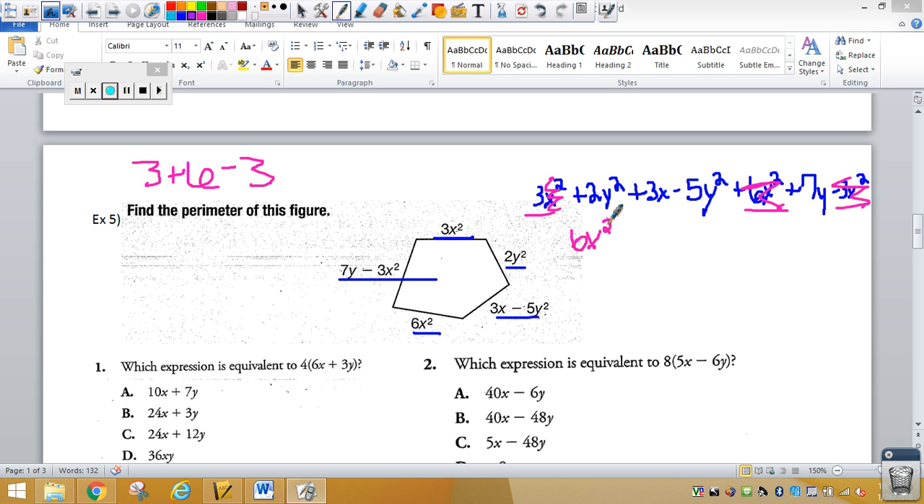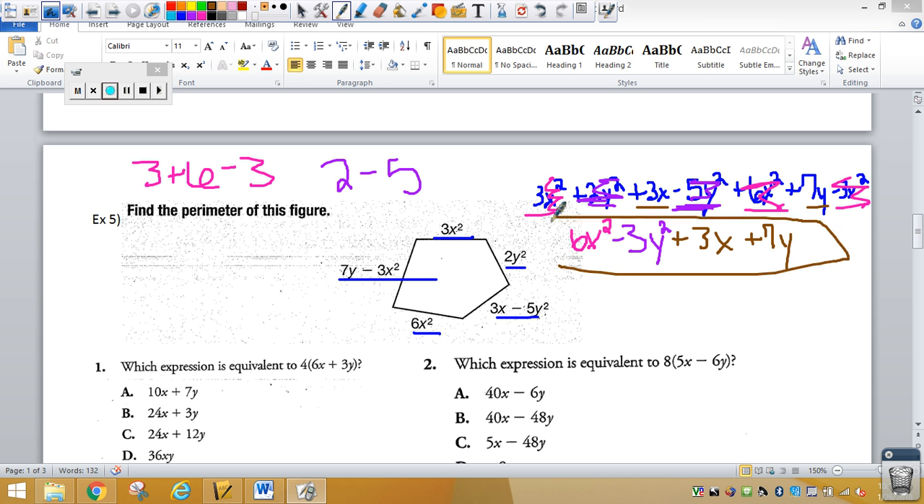Next up is the y squared, and there's another y squared here, so I'm going to combine those. So I'm going to do 2 minus 5, and 2 minus 5 is negative 3, and leave it a y squared. So I use that and that. And last up is nothing, because this is an x and this is a y. So I'm just going to bring those down. So plus 3x plus 7y. And that's your answer. That's as far as we can go.